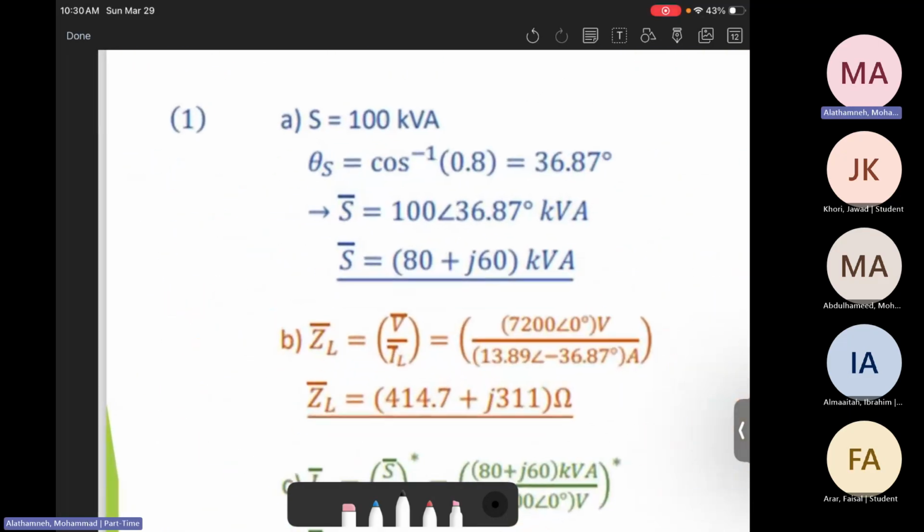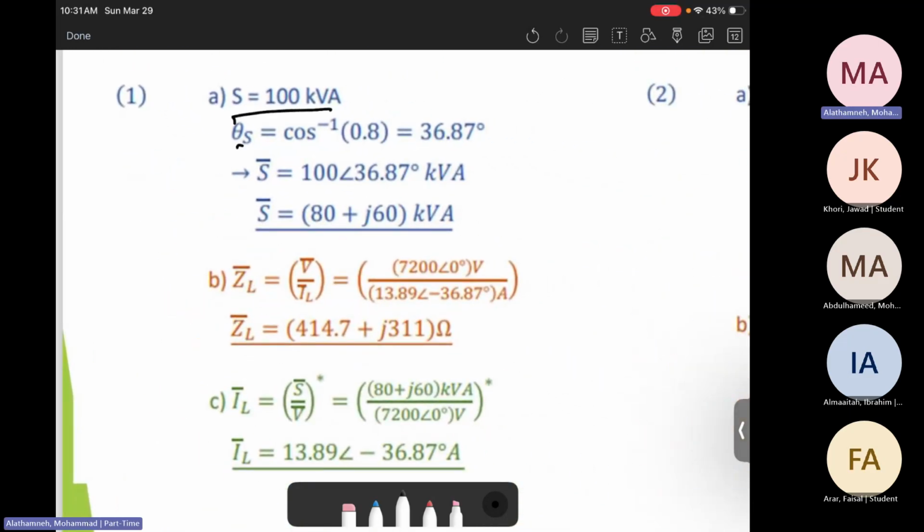To find the complex power, again, this is kilovolt-amperes, S. This is angle cosine inverse of 0.8, which is 36 degrees, and it's positive because it's a lagging power factor. Then S will be 100 angle 36. Convert this to rectangular coordinates. It will be 80 plus j60 kilovolt-amperes. This is the first part.